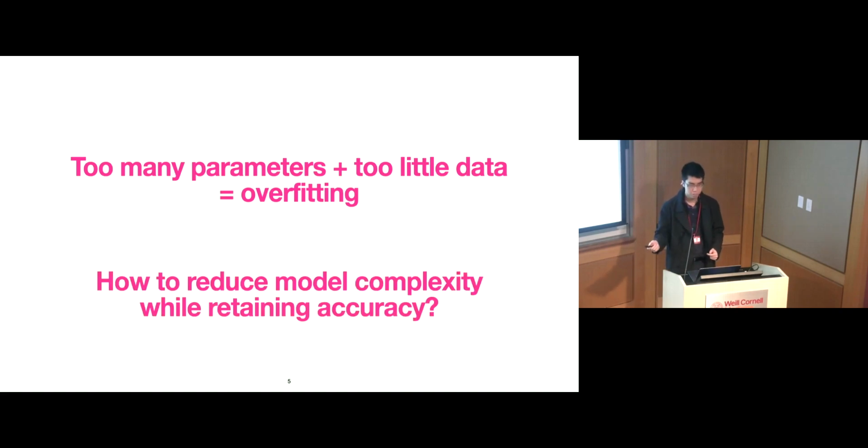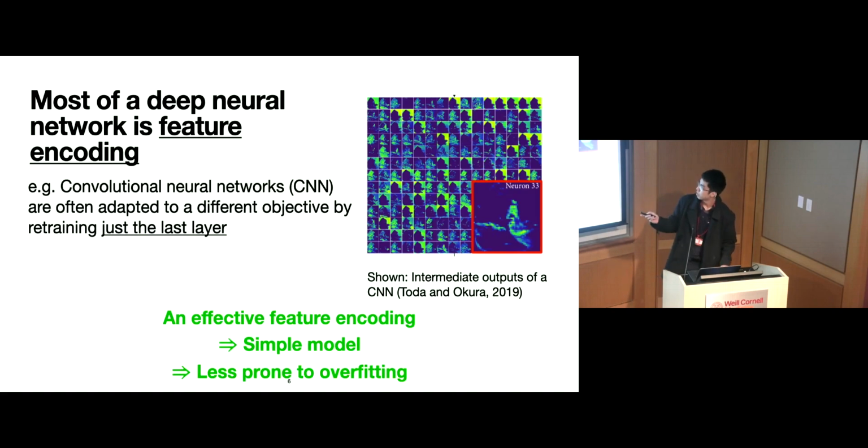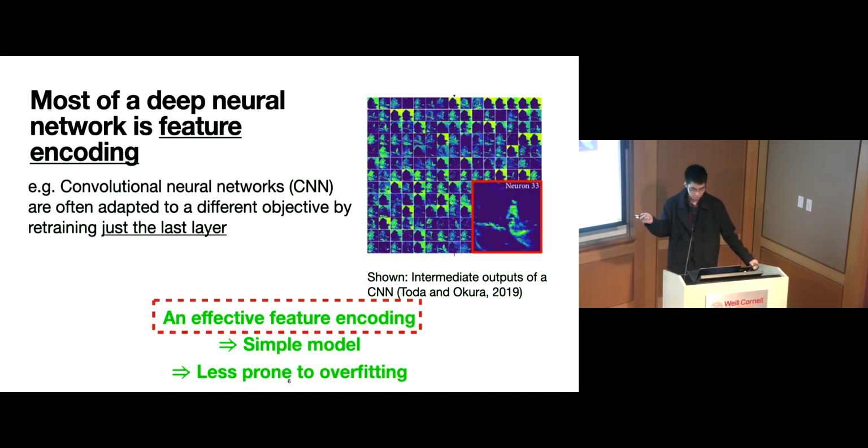The question is, how do we reduce model complexity while retaining accuracy? When we look at the success of deep learning neural networks, we notice that most of the deep neural network is for feature encoding. For example, convolutional neural networks are often adapted to a different objective by just retraining the last layer. Shown here are intermediate outputs of a convolutional neural network, where the neurons are excited about different features. So the proposition that I propose is that an effective feature encoding leads to a simple model that is less prone to overfitting. And so that's why I will focus today on how we make this effective feature encoding.